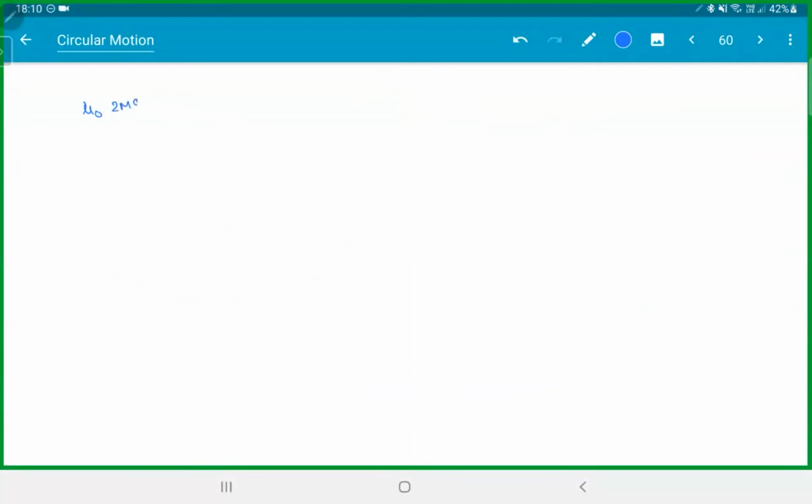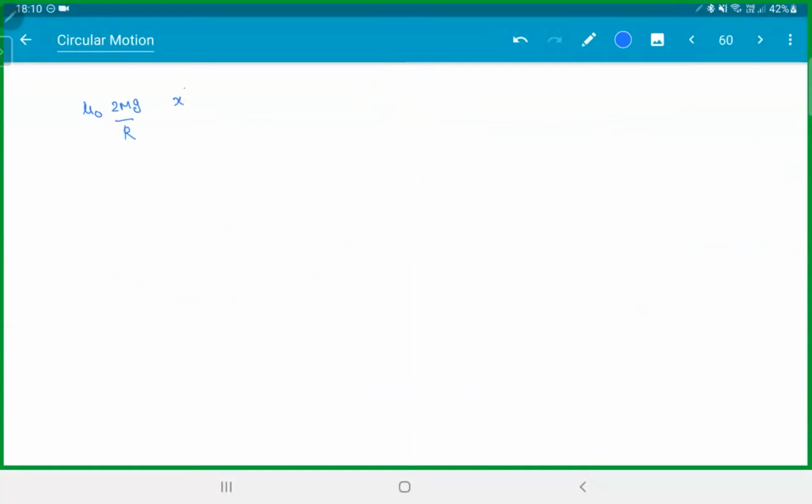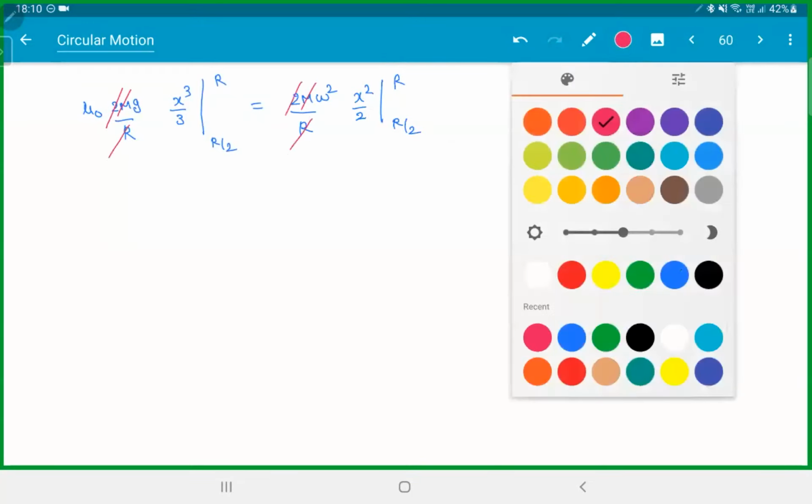Mu naught 2 mg by r x square dx will be x cube by 3. Limits will go from r by 2 to r, and this side would be 2m omega square by r x square by 2. Limits will go from r to r by 2. Finish it off, you're done. Actually, this m is gone. This is 2 gone, m gone, r gone, 2 gone, r gone.